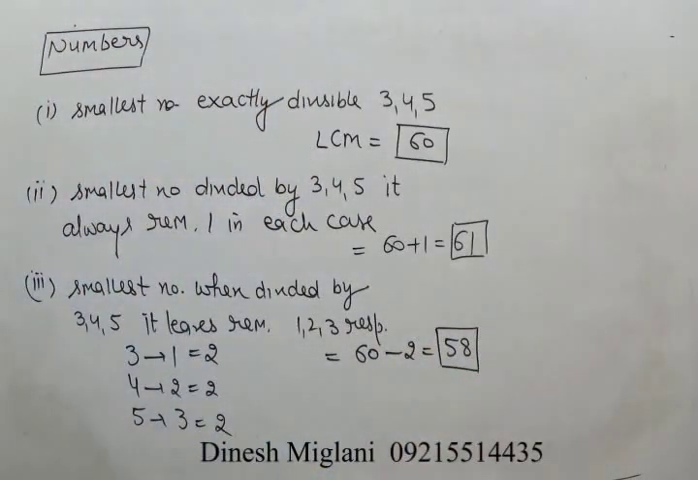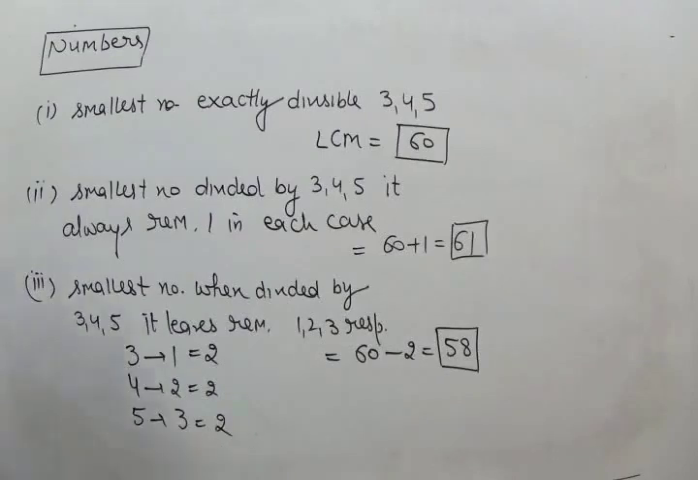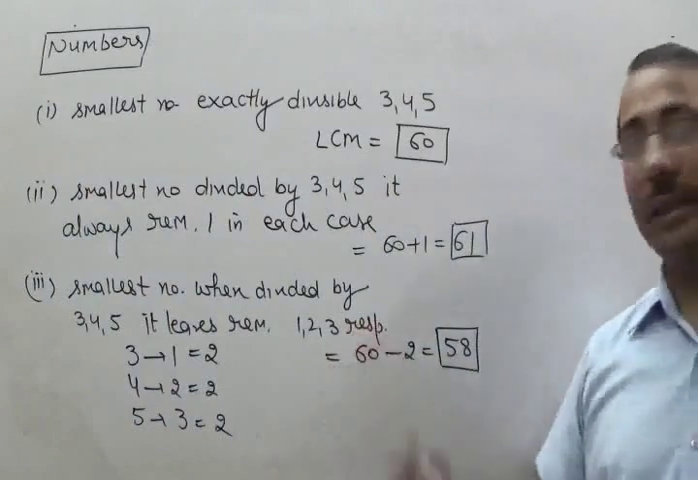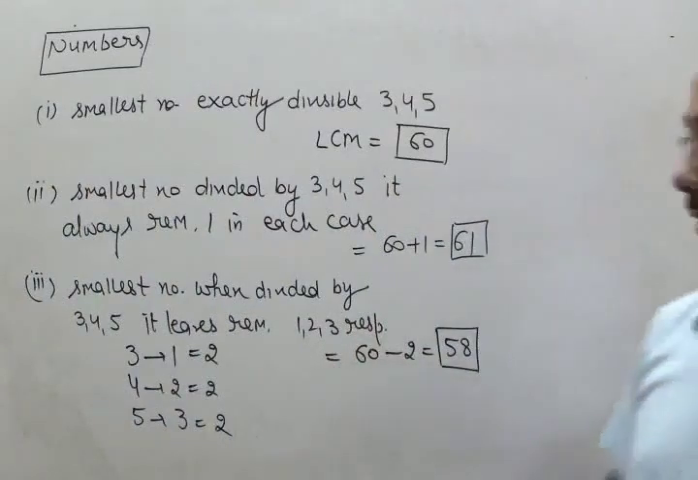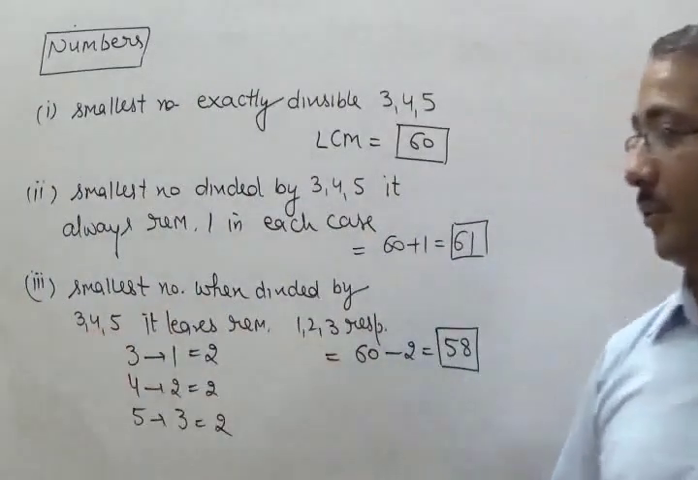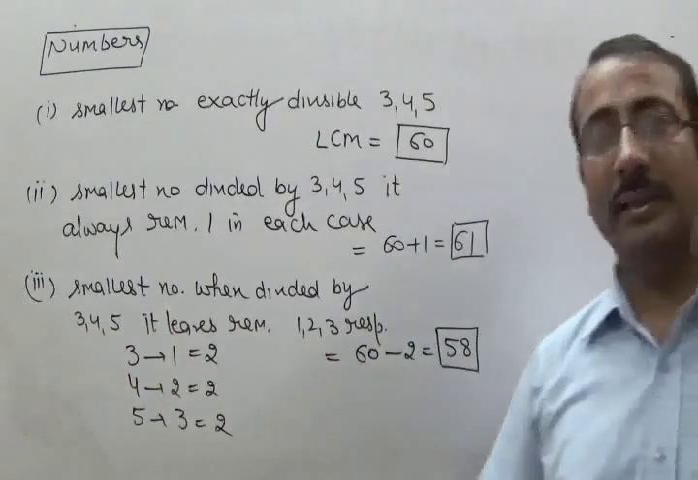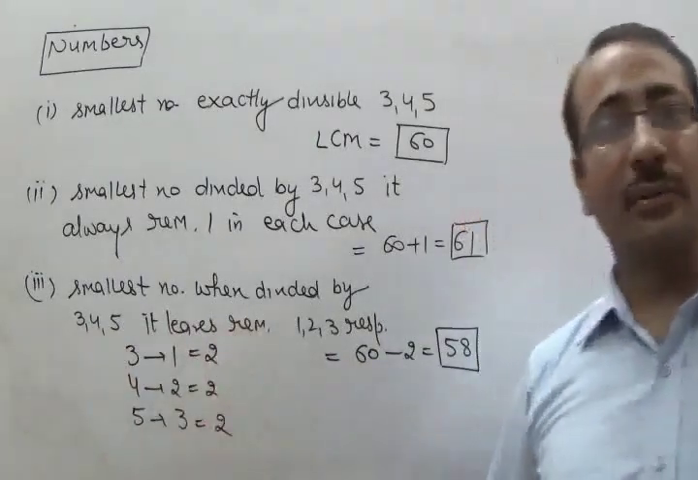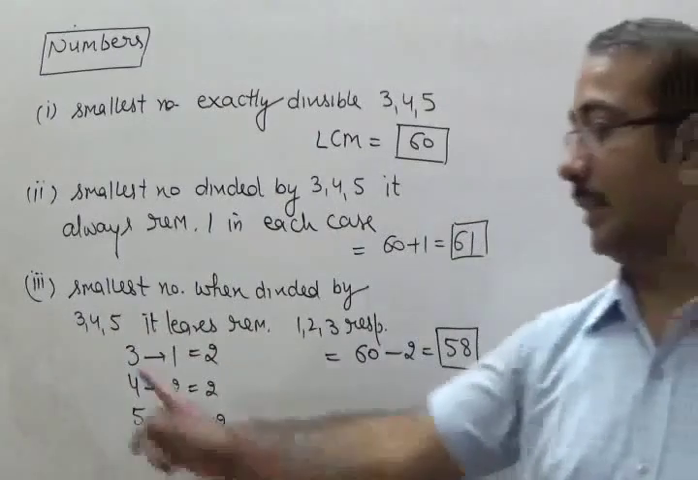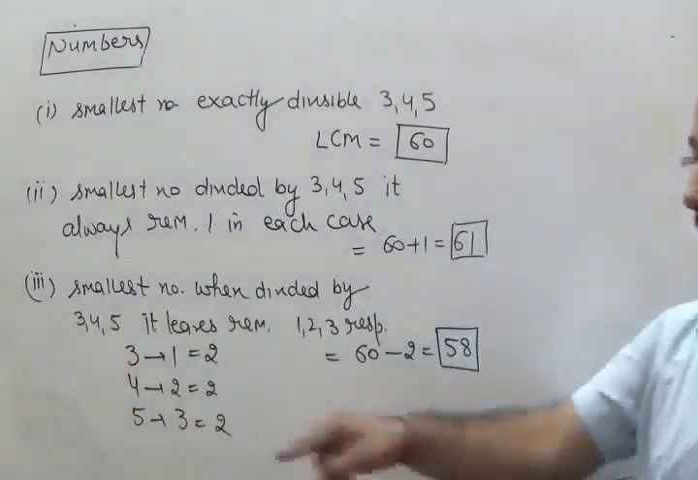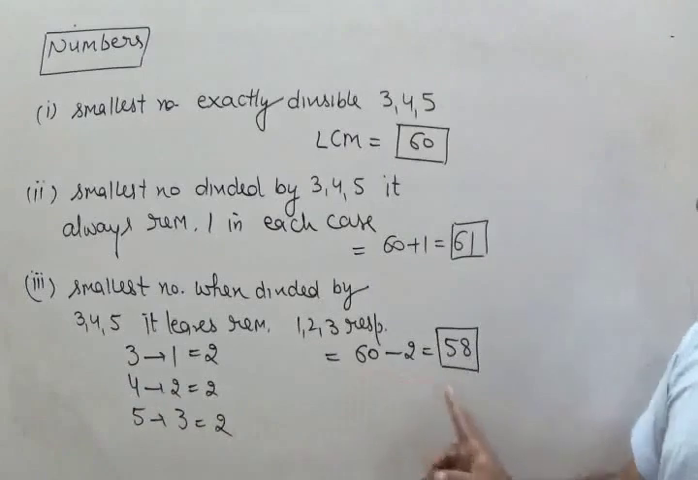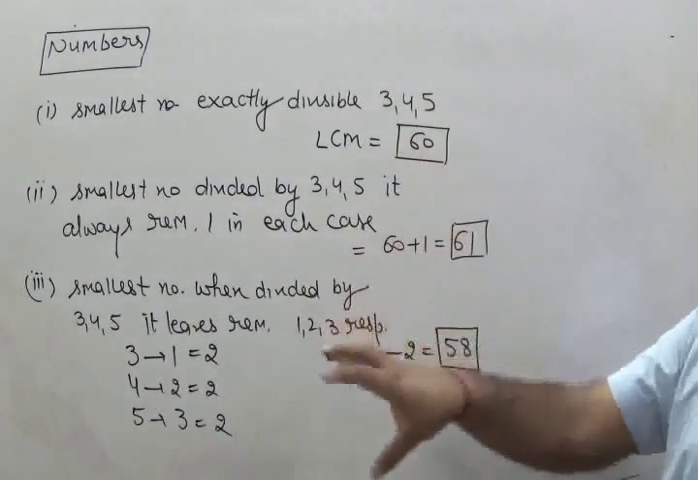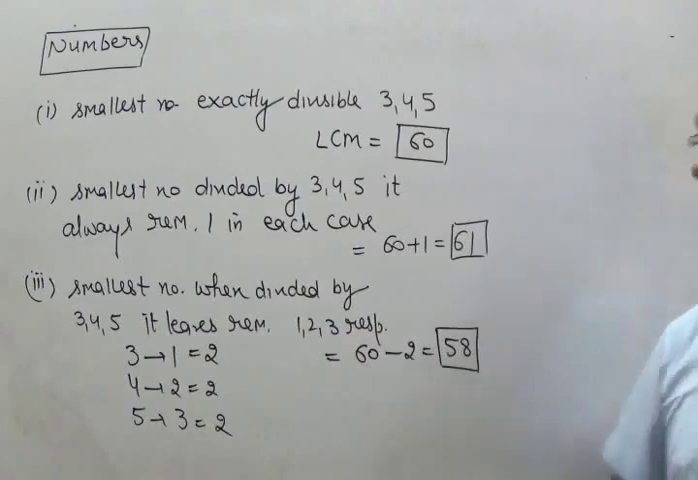What does the question talk about? The question is, find the smallest number which when divided by 3, 4, 5 leaves remainder 1, 2, 3 respectively. So I will just take the difference. 3 minus 1 I am getting 2, 4 minus 2 I am getting 2, 5 minus 3 I am getting 2. So in all the cases the difference is equal to 2. I just take the LCM, that is 60, and subtract the difference 2. 60 minus 2, my answer is 58. That becomes my answer. Okay. So I started with these 3 basic questions.